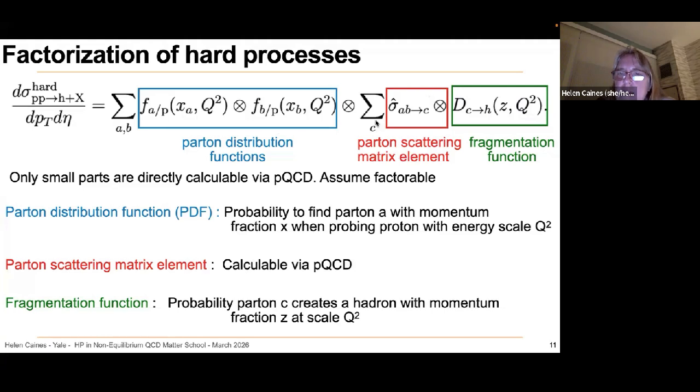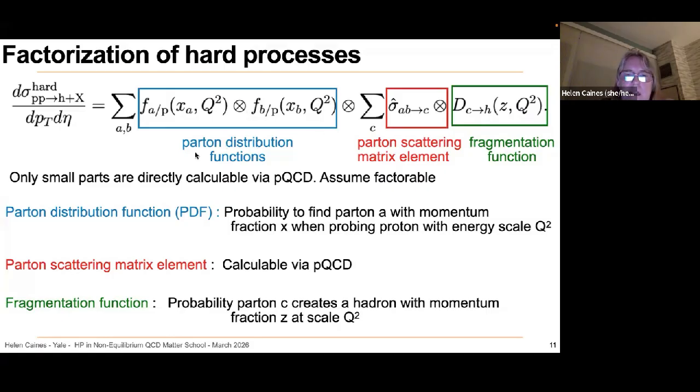So because it's a proton collision, you have the probability of parton A finding parton B. Then you have the parton scattering matrix element that tells you the probability of that collision happening, that A, B turn into C. And then you have the probability that parton C fragments via the fragmentation function into a hadron H that carries a certain amount z of the collision.